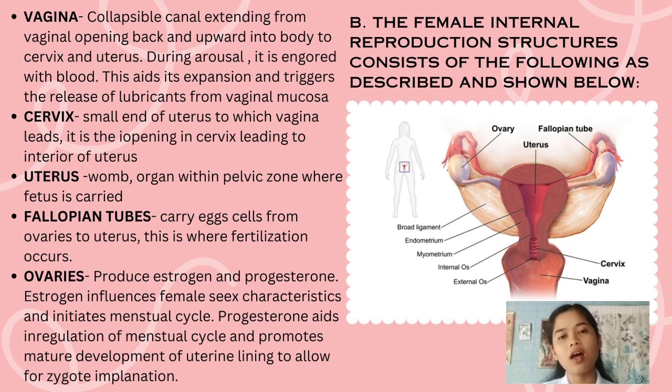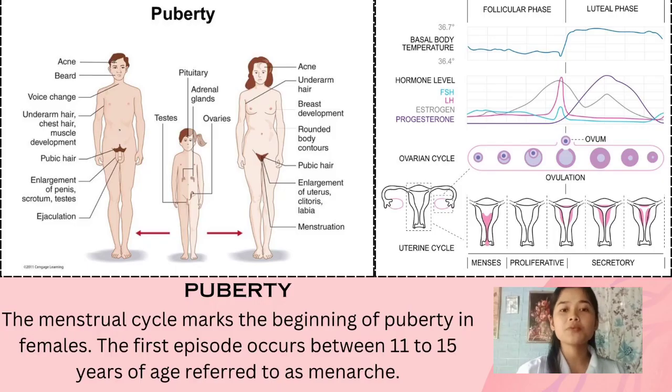So, during ovulation, one of the ovaries releases an egg. If the sperm and egg meet, then she will become pregnant. Our ovaries continue releasing eggs each menstrual cycle until we reach menopause. So, let's proceed to the next slide.